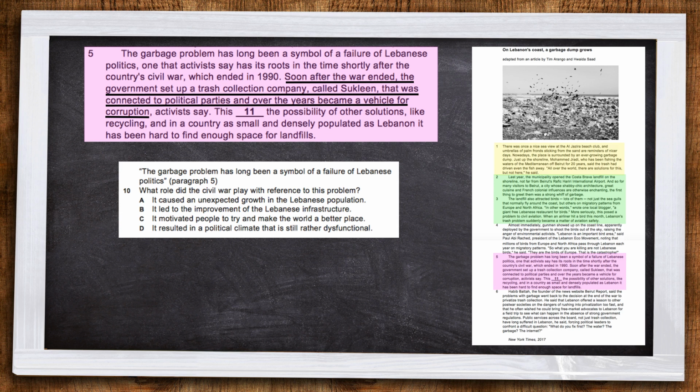I do still want to check whether all the other answers are truly incorrect. When I look at answer A, unexpected growth is not mentioned in the text. And for B, I can't find anything about infrastructure in the text. And for C, there is no mention of motivation in the text. This makes me stick to my first thought, and therefore I go with answer D.